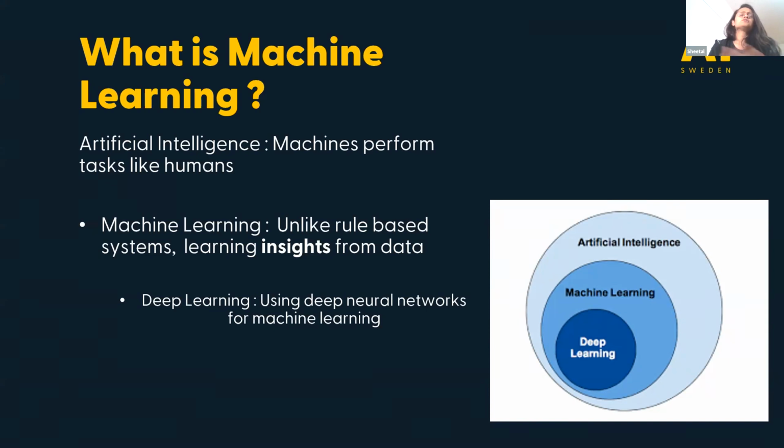There are different techniques like rule-based systems, but in machine learning, what we do is we learn the insights from data. And deep learning is another subset of machine learning, which uses deep neural networks to get these insights from data. So that's a basic difference. A lot of beginners get confused with what is machine learning and what is deep learning, so I thought I'd clarify this right in the beginning.